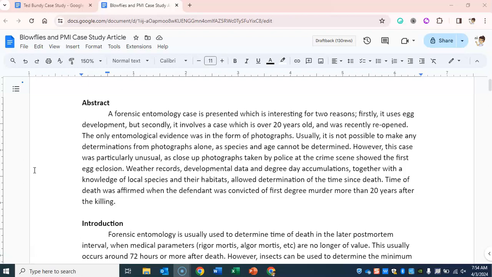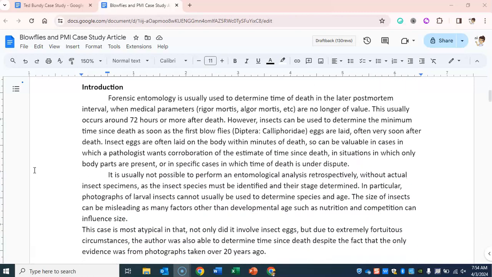However, this case was particularly unusual, as close-up photographs taken by police at the crime scene showed the first egg eclosion. Weather records, developmental data, and degree day accumulations, together with a knowledge of local species and their habitats, allow determination of the time since death. Time of death was affirmed when the defendant was convicted of first-degree murder more than 20 years after the killing.